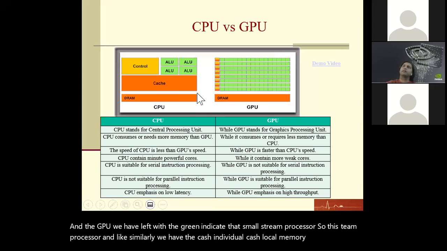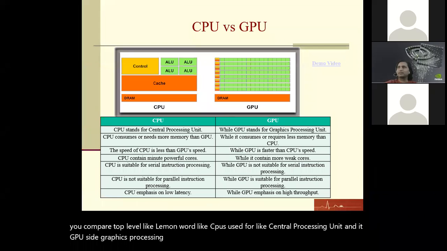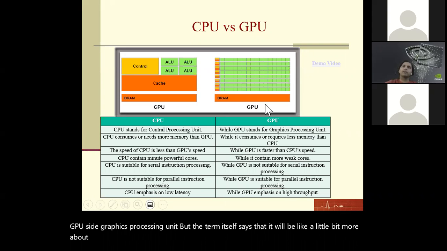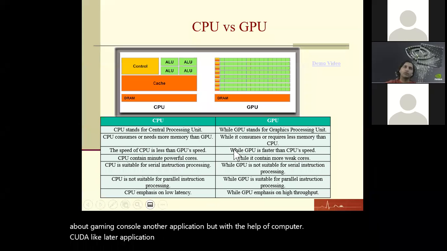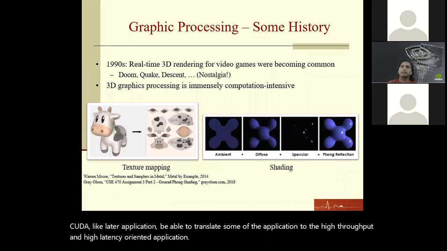So if you compare at the top level, in layman's terms, CPU is the central processing unit, and GPU is the graphics processing unit. But the term itself suggests it is more about gaming consoles and similar applications. But with the help of CUDA-related applications, we are able to translate some applications to high throughput and high latency oriented applications. What background are they from? Yeah. So basically, today I'm going to cover most of this.